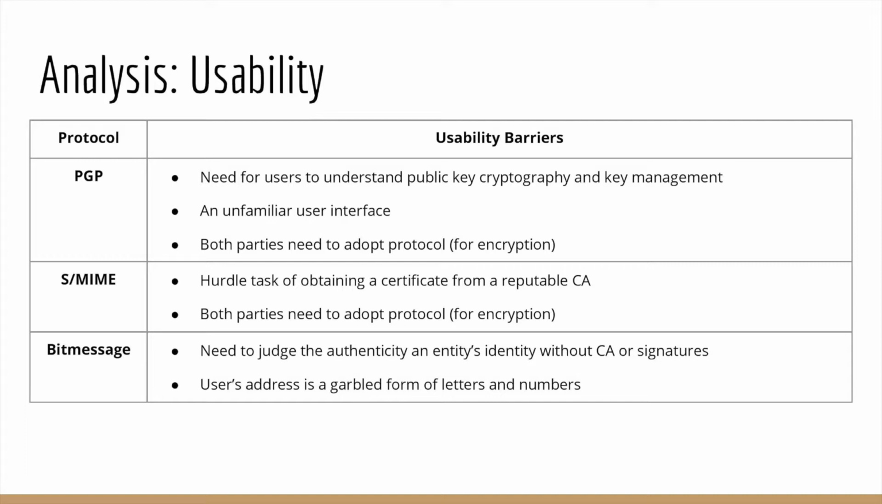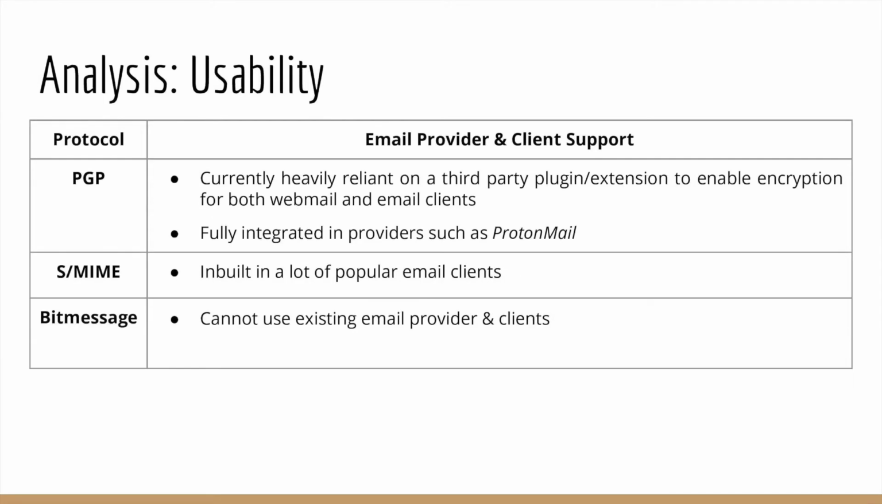In BitMessage, without CA or signatures involved, one must make these judgments about the authenticity of entities elsewhere, whether that's in the physical world or through some other means. It also means a user's address is a garbled form of letters and numbers, as it is a hash of their public keys.